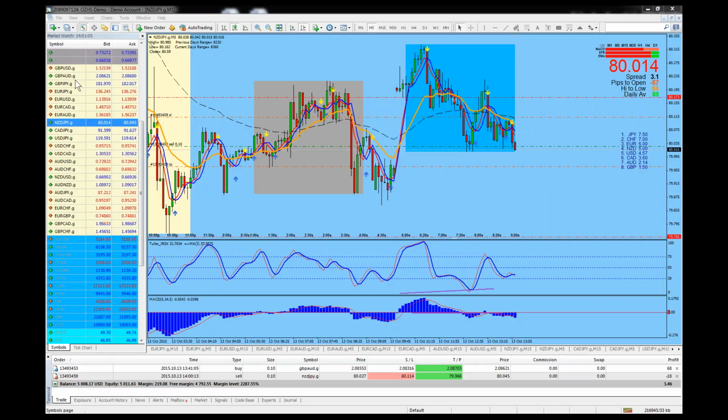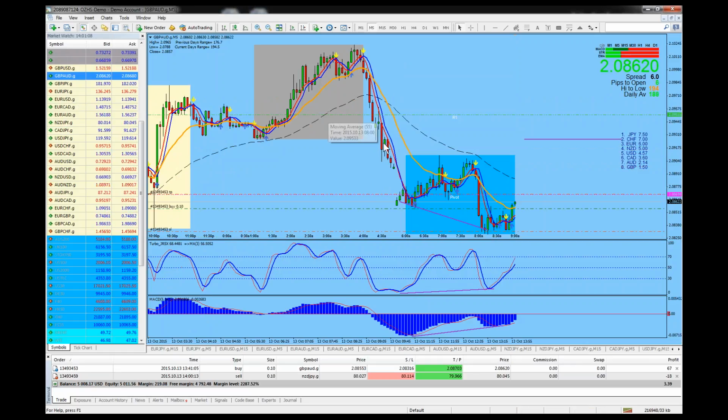Let's go back to pound Aussie. And again, this is holding. That divergence is holding, so this thing may make its way all the way back up to here.